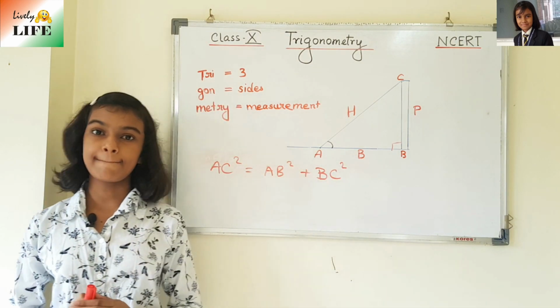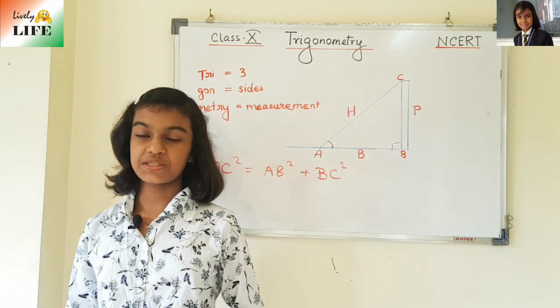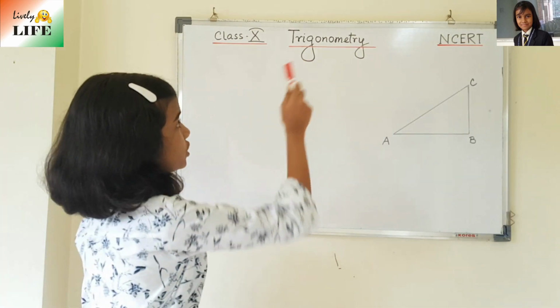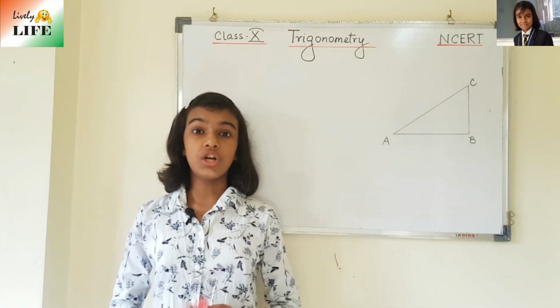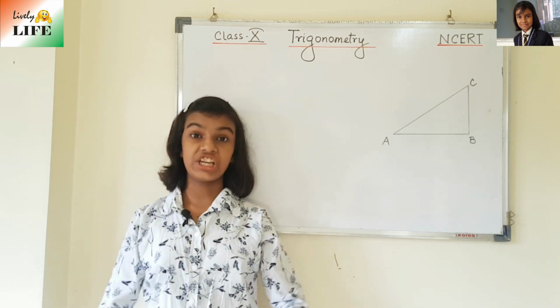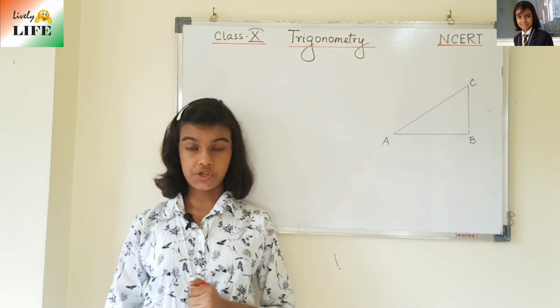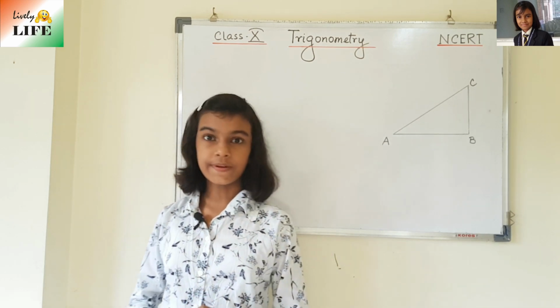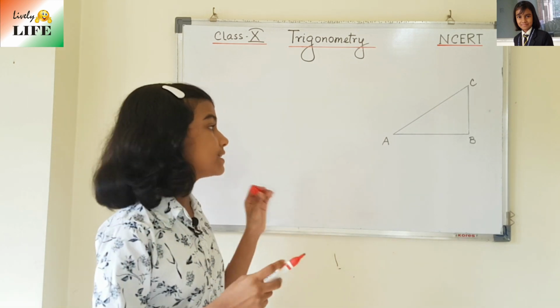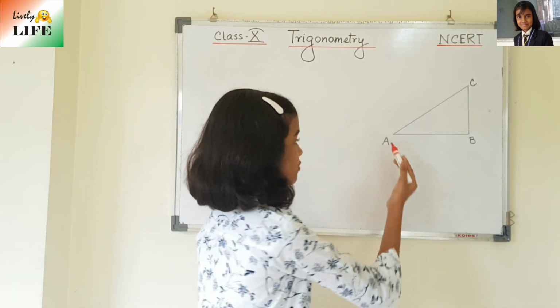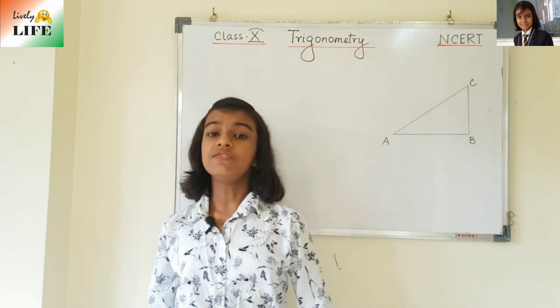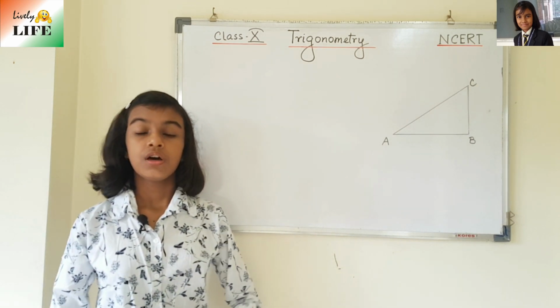So this is the Pythagoras theorem. Now let's move to the next part. In trigonometry, we are going to learn about trigonometric ratios. What are these trigonometric ratios? For example, let's take this triangle as an example, triangle ABC. So what are trigonometric ratios?